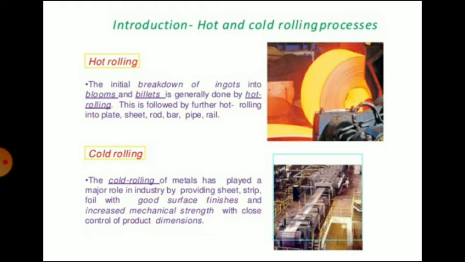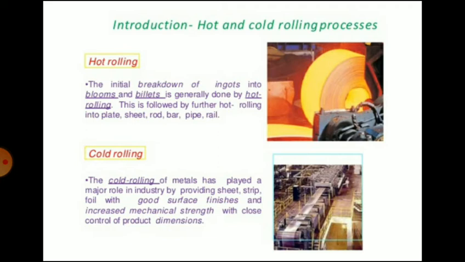So initially the hot ingot is broken down into blooms and billets, and then the blooms and billets are further hot rolled to make the plates, sheets, rods, bars, pipes and rails. So this is the hot rolling process. In a hot rolling process, the material is heated above recrystallization temperature. So due to that, the ductility of the material will increase.